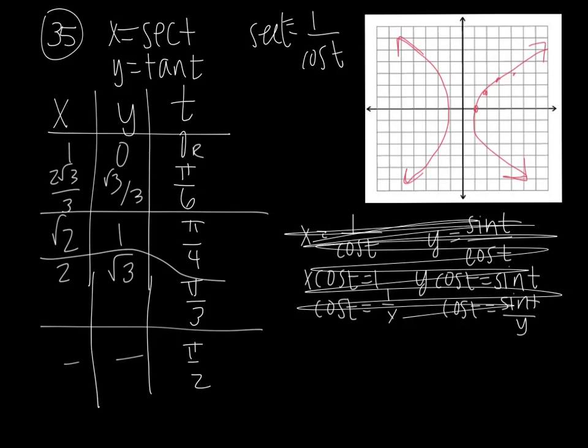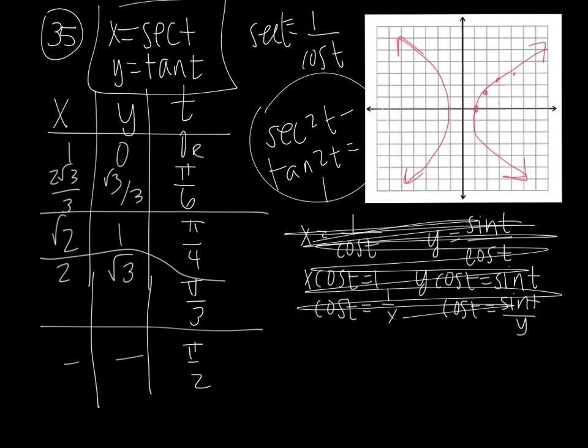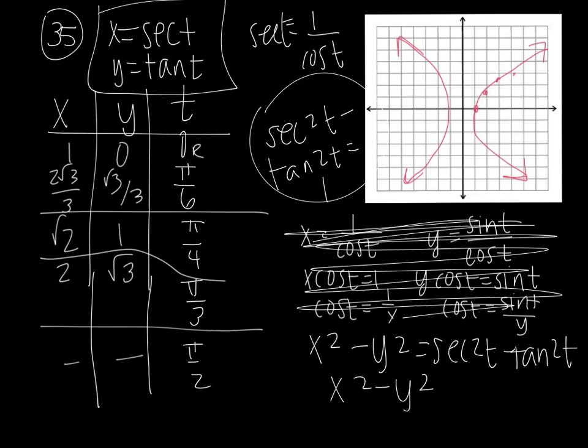Easy way to do it is square both and then subtract, because you know the identity secant squared of t minus tangent squared of t equals 1. That's one of your identities that you have memorized, just like me. I have them all memorized. So you square both equations up here and then subtract them. So you end up getting x squared minus y squared equals secant squared of t minus tangent squared of t. So then you get x squared minus y squared equals 1.